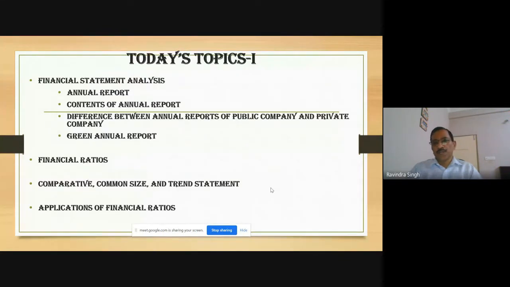So today's topic 1 means that block 4 will contain the financial statement analysis, which will cover the annual report, contents of annual reports, and difference between the annual reports of public company, private company, government company, whatever the different entities are, and green annual reports. These will be the reports. And before preparing these reports, the help of different factors is taken. What are those factors? The balance sheet, what we talk about day to day, and certain financial ratios and comparative, common size and trend statements.